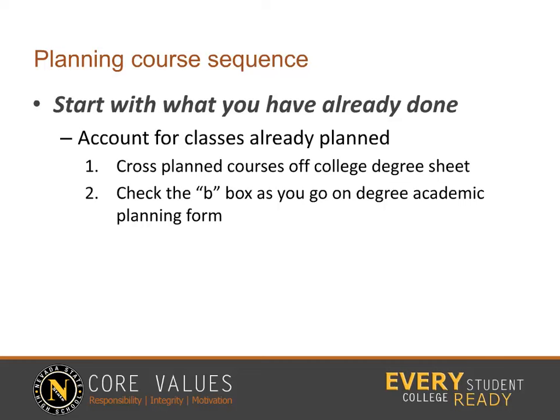Cross the classes that are listed on the degree planning form off of your bachelor's degree sheet and then mark the B box. For example, English 101 will have the H, A, and B boxes marked off next to them, and then you will cross English 101 off the university degree sheet for your bachelor's degree. This way you know it is already planned and you will not put it somewhere else on your form.